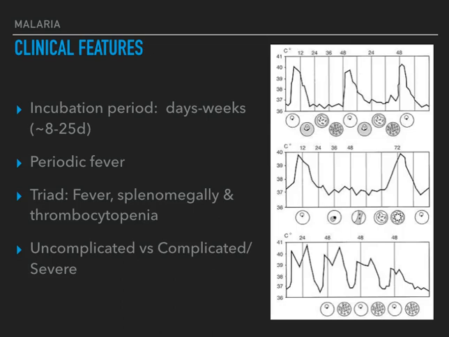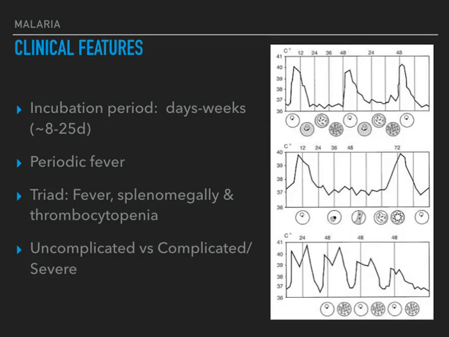The top graph on the right shows the periodic fevers for Plasmodium vivax, which will spike a fever every 2 days or so. The second graph shows the timeline for Plasmodium malariae, which is every 3 days. The third graph is falciparum, which shows that it's actually quite irregular. And then towards the end, you'll see the influence of successful treatment of the disease. The classic triad for malaria is fever, splenomegaly, and thrombocytopenia. And as usual, this classic triad rarely occurs in real life.